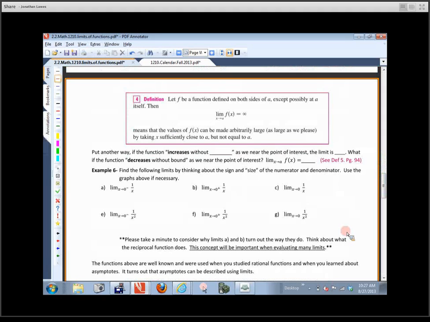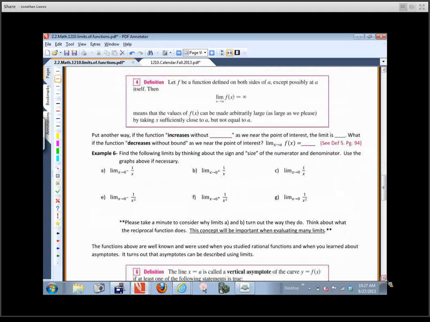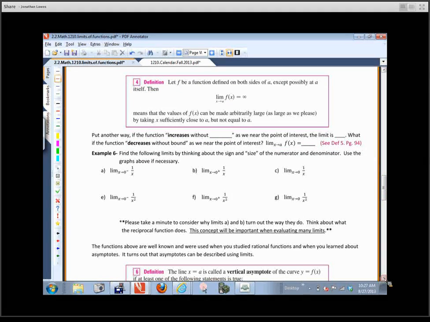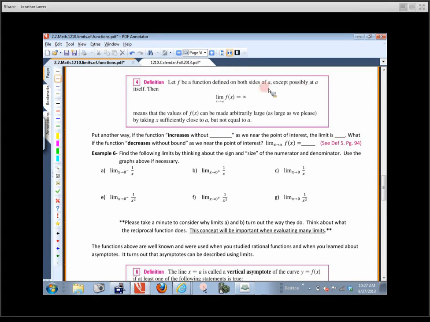Okay, so we want to look at definition number 4, and it says this: let f be a function defined on both sides of a, except possibly at a itself. Again, why don't we care about a? Why can it not exist at a, and that's still okay? We want the activity around there. We're not interested in what's happening right at a. That's why it doesn't have to exist there.